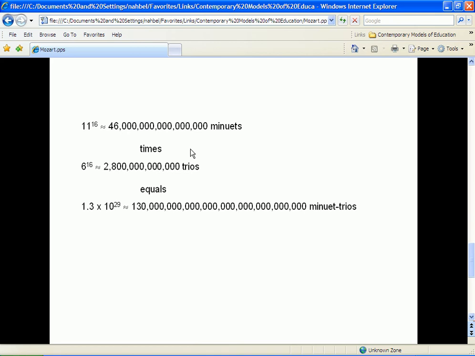So the total number of minuet trios that exist that stem from just 176 measures written is this number right here, which is 1.3 times 10 to the 29th. That number is so big that, to give you an idea of how big it is, if you took the entire Earth, the entire globe, and packed it to the core with grains of sand, that's about how many grains of sand there would be.